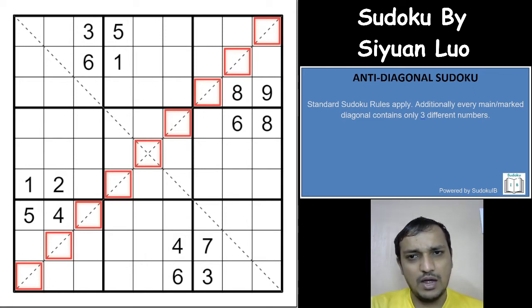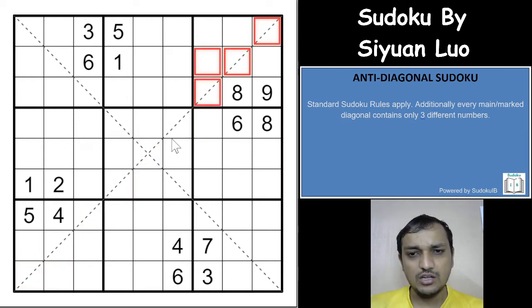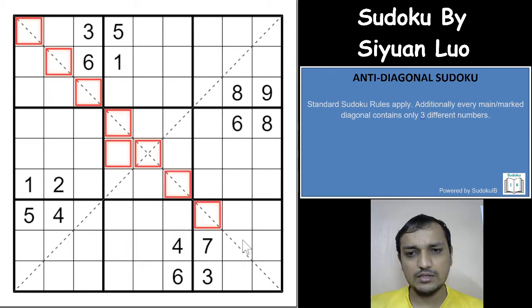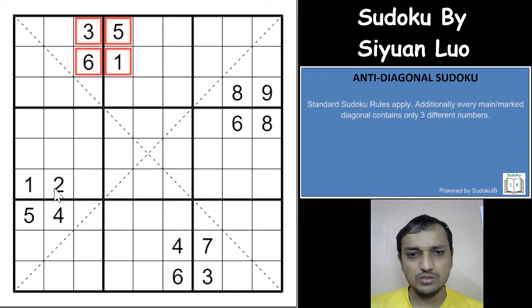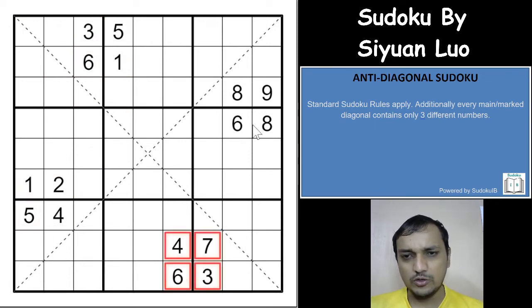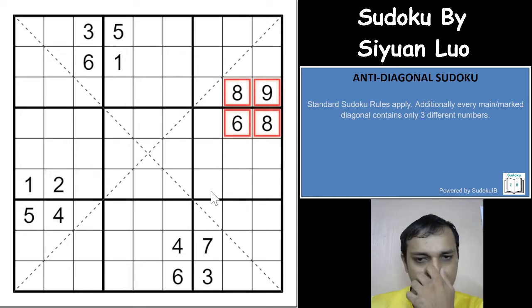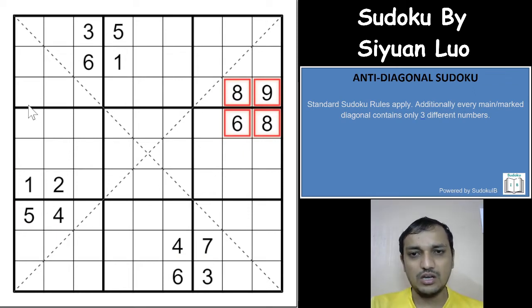So that is what the anti-diagonal Sudoku constraint says. Every main marked diagonal contains only 3 different digits. So whatever digits you have here would have to be here and here as well in this diagonal, and whatever digits you have here would have to be here and here as well. And with that, we will start solving this Sudoku. So if you see the theme here, excellent theme, 2 by 2 box, only 16 given digits, and you make sure that this anti-diagonal Sudoku is unique. So let's see if we are able to solve it.